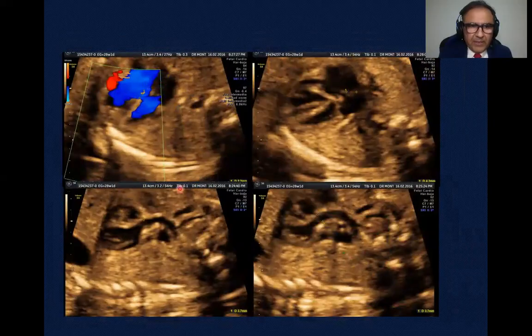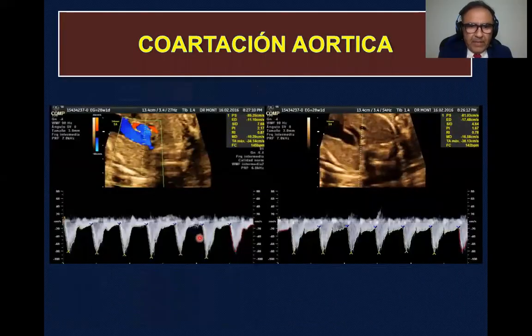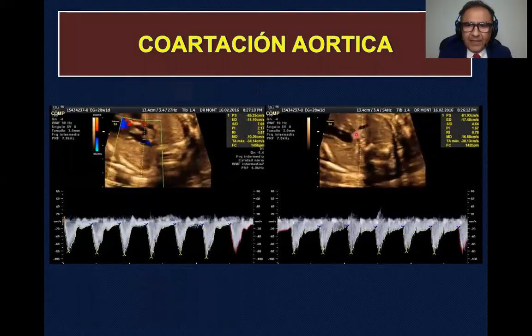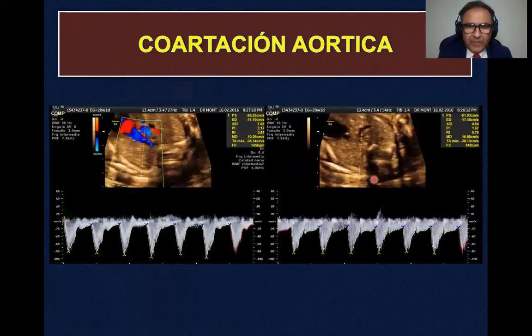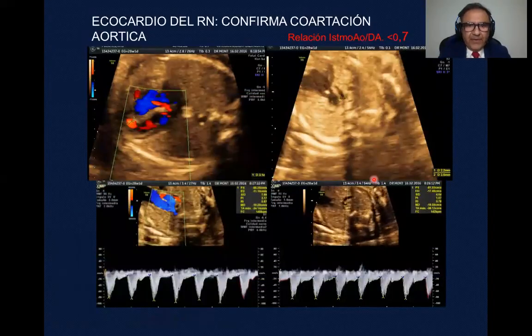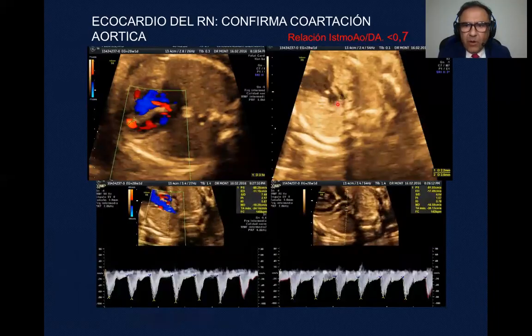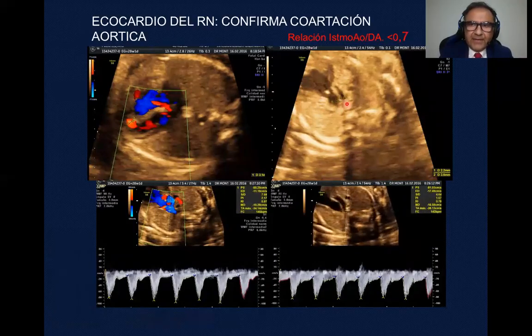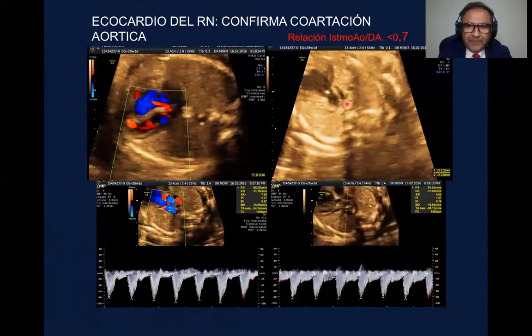Here we again see right cavity dominance and great artery dominance on color Doppler in the 3-vessel trachea view, with antegrade flow in both and a reduced caliber at the level of the transverse aortic arch and the aortic isthmus. Additionally, this patient had an aortic isthmus to ductus arteriosus ratio of less than 0.7, whereas in a normal case, this ratio must be greater than 0.78.